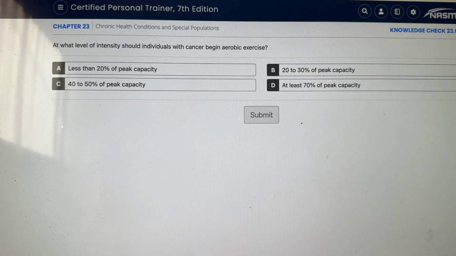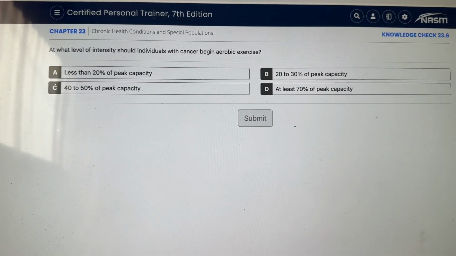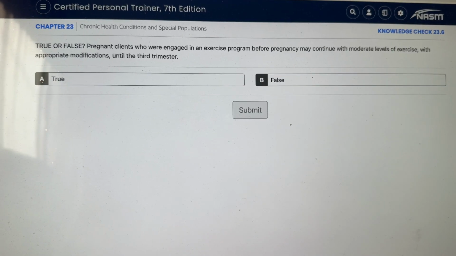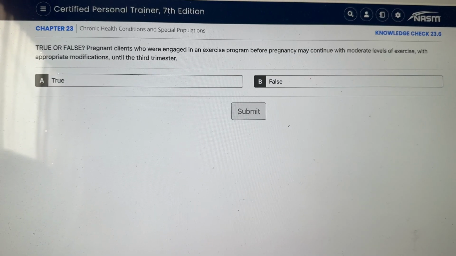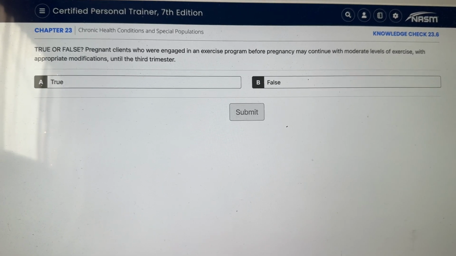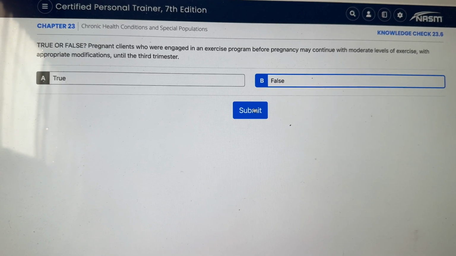Here we go. At what level of intensity should individuals with cancer begin aerobic exercise? 20-30% of peak activity. True or false? Pregnant clients who are engaged in an exercise program before pregnancy may continue with moderate levels of exercise with appropriate modifications until the 3rd trimester. I'm going to say false.